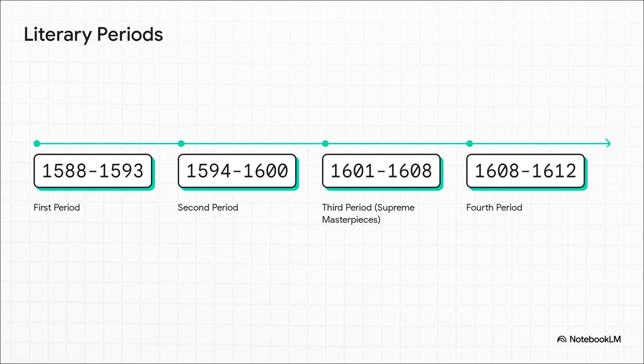The answer is C, the third period, from 1601 to 1608. According to the text, this third period was the undisputed era of Shakespeare's supreme masterpieces. It was heavily defined by his serious preoccupation with the much darker side of human experience. That's the exact window that birthed Hamlet, Lear, and Macbeth.